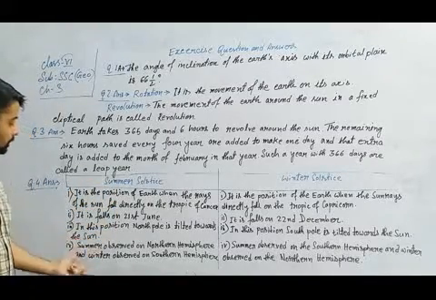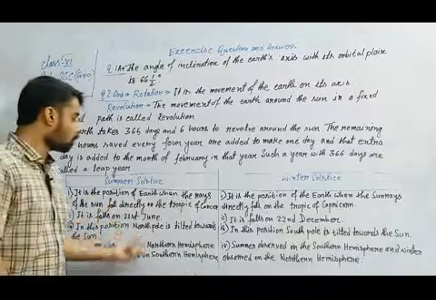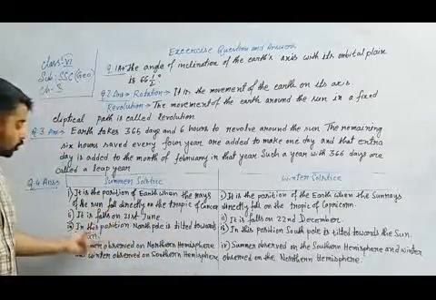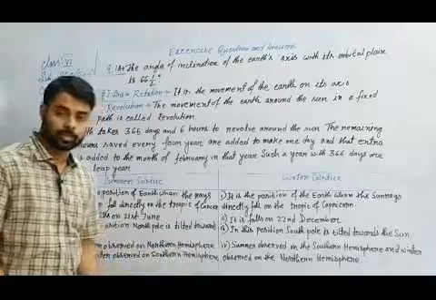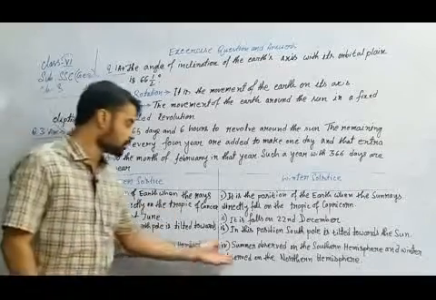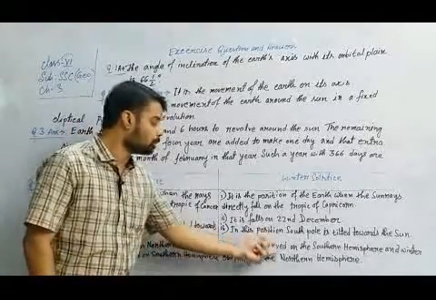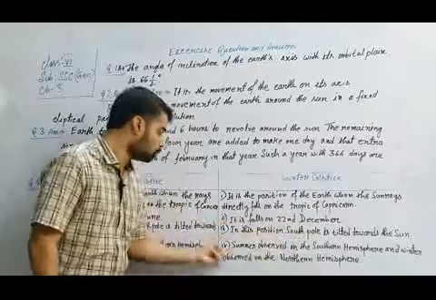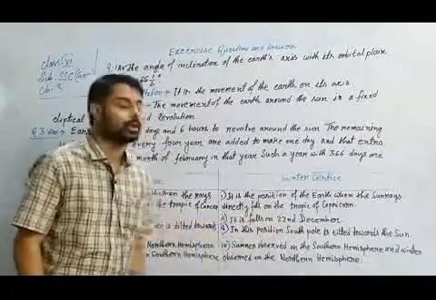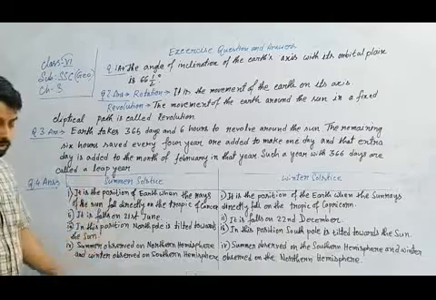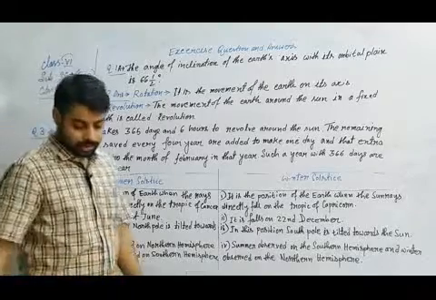It is that summer is observed in the northern hemisphere and winter in the southern hemisphere. On the other side, in the winter solstice, that number 4, summer is observed in the southern hemisphere and winter is observed in the northern hemisphere. So that is the difference between the winter solstice and the summer solstice.